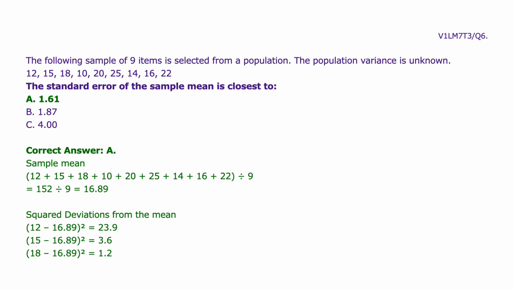Standard error of the sample mean is found by dividing the sample standard deviation by the square root of the sample size. With the sample standard deviation of 4.84 and n equals 9, the standard error is 4.84 divided by 3 equals 1.61, which matches option A.